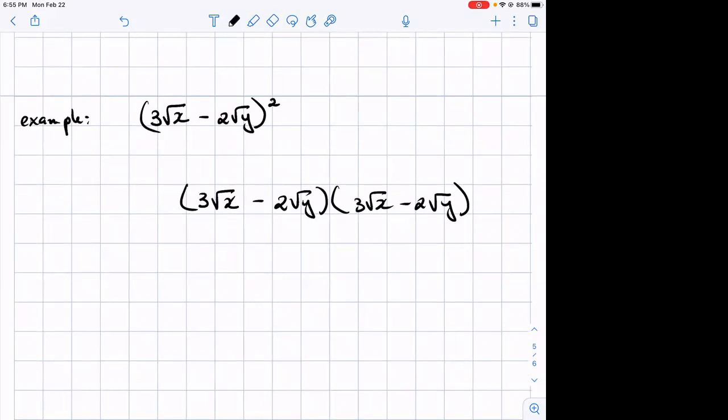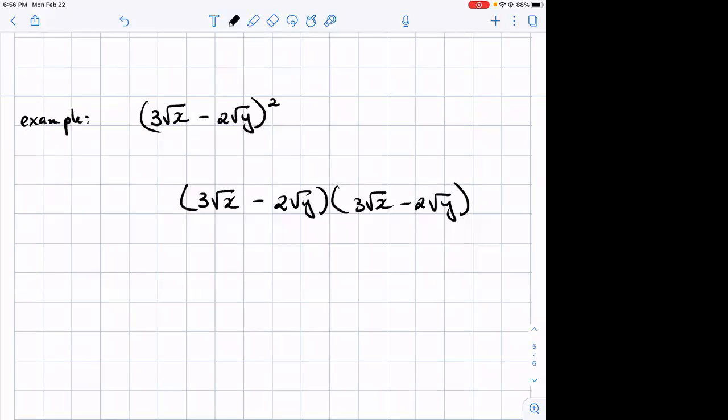Or if you want, you can apply the expansion formula, the first term squared, then 2 times the first and the second term, and then plus the last term squared. So you can do that if you want. Okay. And I'll show you that in a minute.